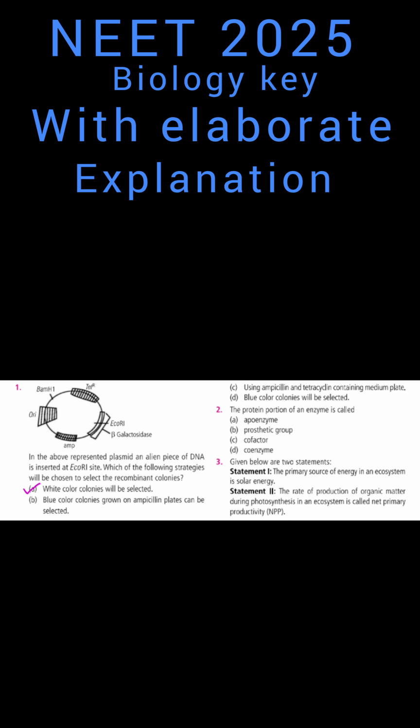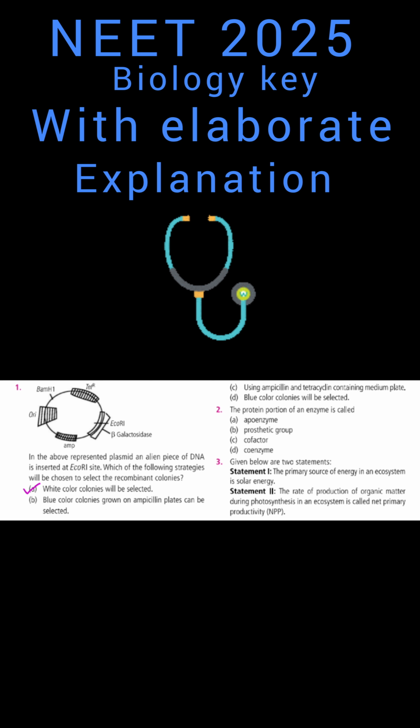Because the insertion of an alien piece of DNA at the EcoR1 site in the given plasmid will lead to insertional inactivation. If an alien piece of DNA is inserted within the coding sequence of the enzyme, that is beta galactosidase, this results in the inactivation of this gene to synthesize the enzyme. So these colonies do not produce any color. These colonies are marked as recombinant colonies.